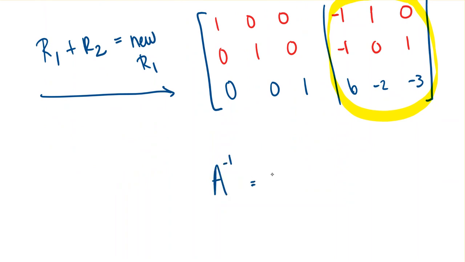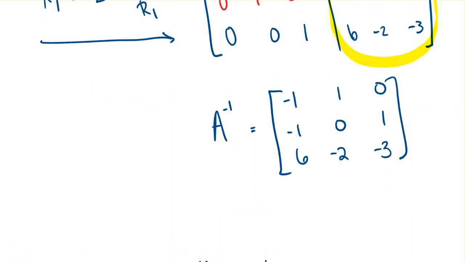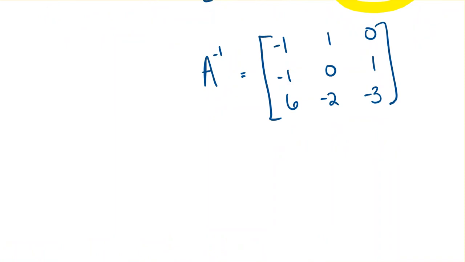A inverse then is the matrix -1, 1, 0, -1, 0, 1, 6, -2, -3. Okay. And as before, we always have a way that we can check our work when it comes to finding an inverse matrix, because we know that we could take the original matrix A times our found A inverse. And in this case, since A started as a 3 by 3 identity, A times A inverse should give us the 3 by 3 identity.